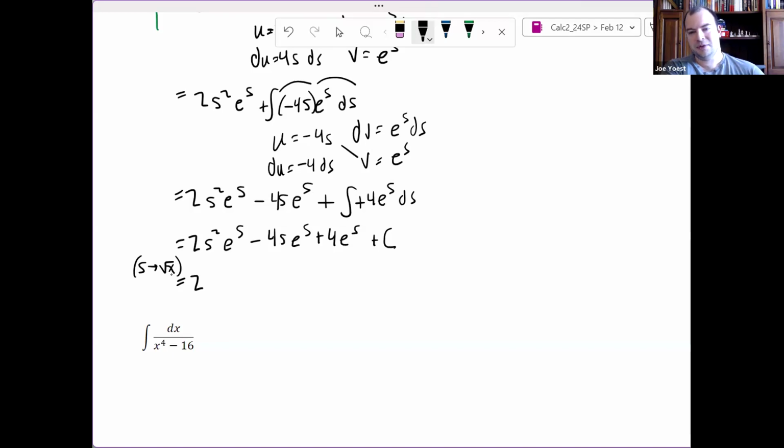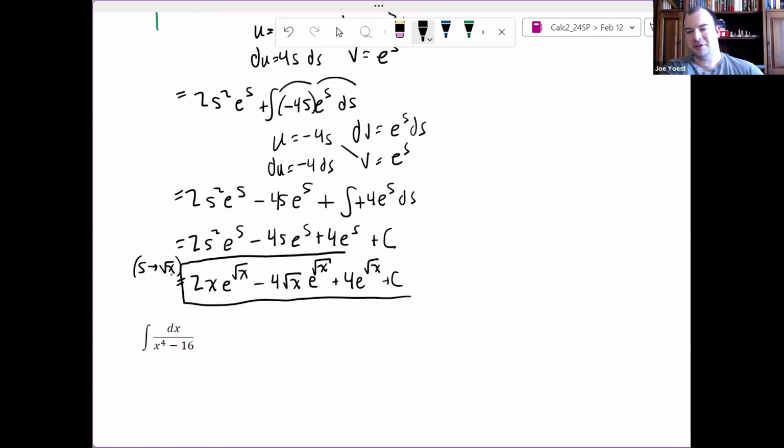So I have 2x e to the root x minus 4 root x e to the root x plus 4 e to the root x plus c. And I could probably factor some stuff out of there, but I think that looks good enough.